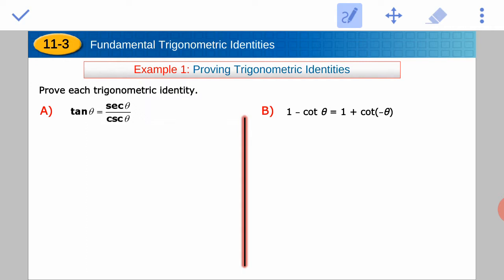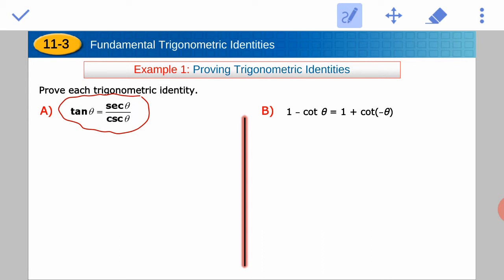Before I start solving the problems, guys, let me give you a couple of pieces of advice. Number one, if you want to prove an identity, my advice is to start with the most complicated side. Don't start with the easy side, because most probably nothing can be done with the easy side. Like in part A, we need to prove tangent theta is equal to sec theta over cosec theta.